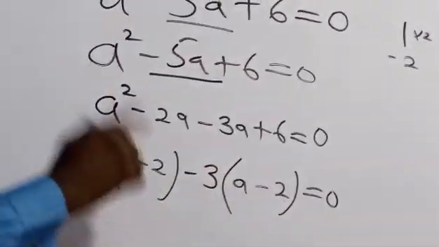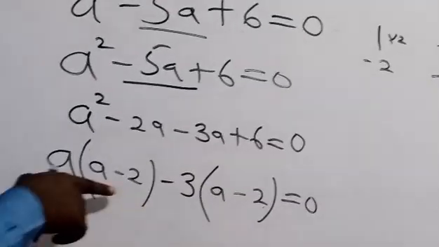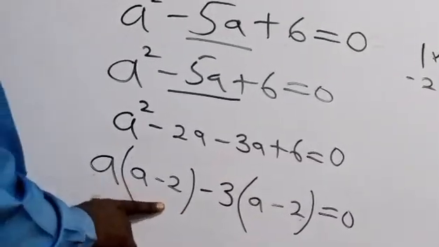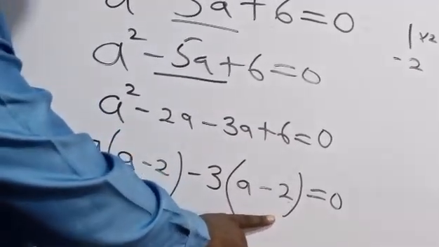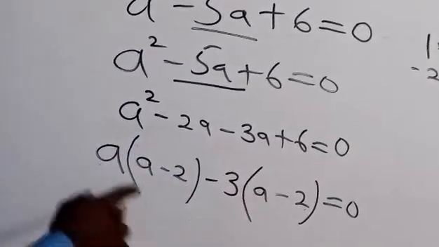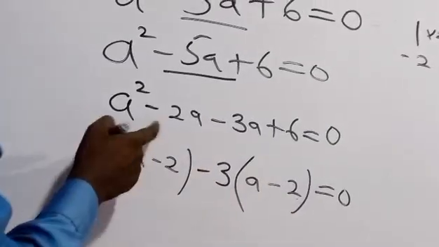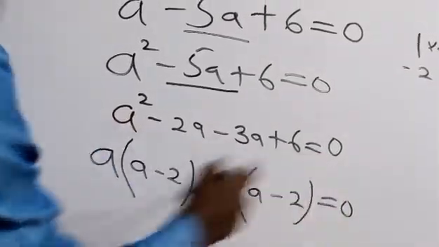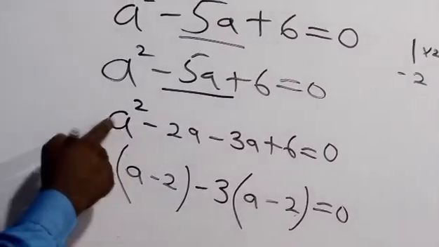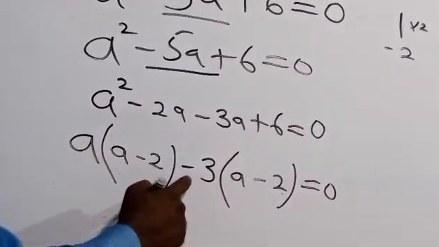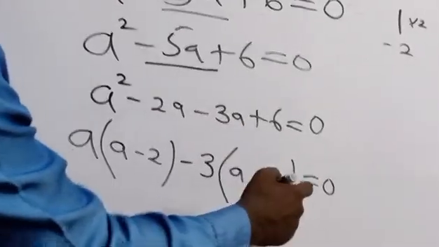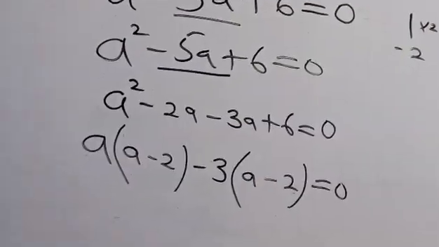Please take note of this. The bracketed term in the first place must be the same as the bracketed term in the second place. Now, if you open this bracket back, you must be able to get this equation here. Let's quickly try. a times a gives you a squared. a times minus 2 is minus 2a. Minus 3 times a is minus 3a. Minus 3 times minus 2 gives you plus 6. And equals 0 remains the same.